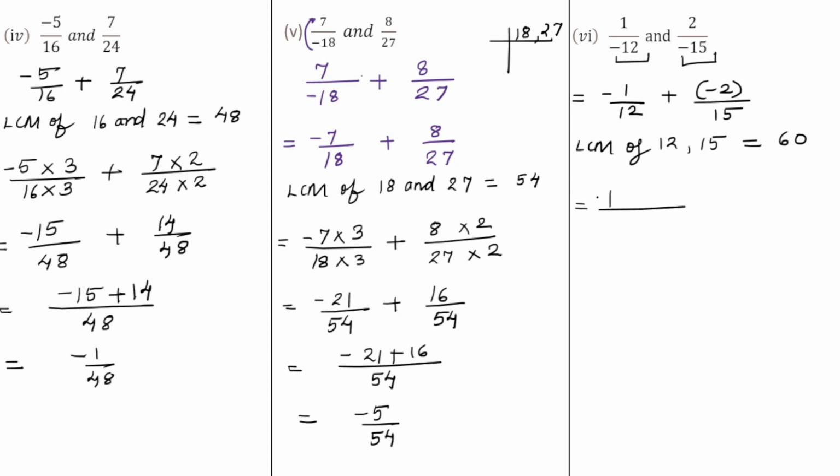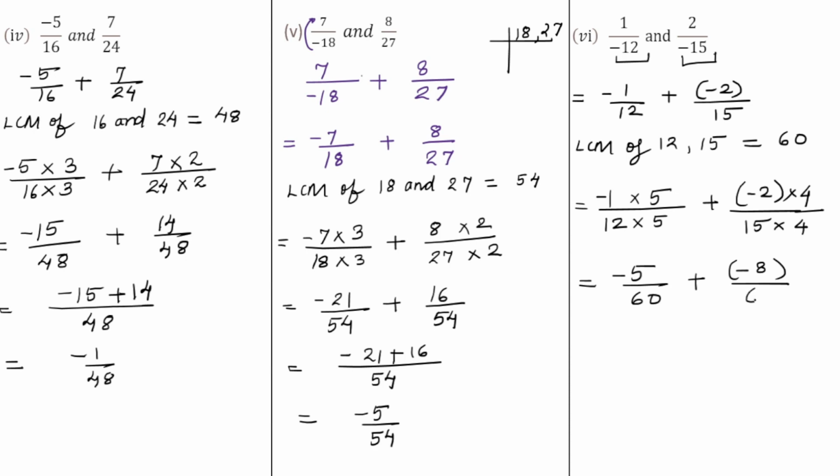Take the first rational number, minus 1 upon 12. I have to multiply both numerator and denominator by 5, plus minus 2 upon 15. Multiply both numerator and denominator by 4, as 15 fours are 60. Minus 5 upon 60 plus minus 8 upon 60. Keep on solving. So you get the LCM as 60. Add the numerators.